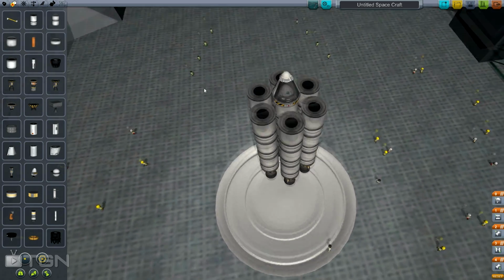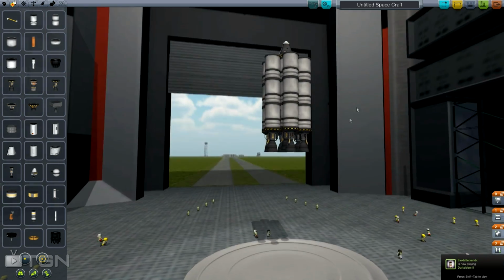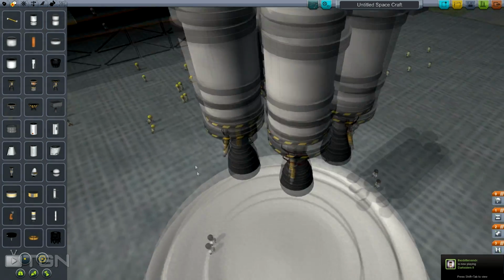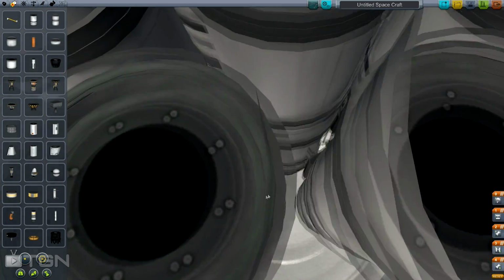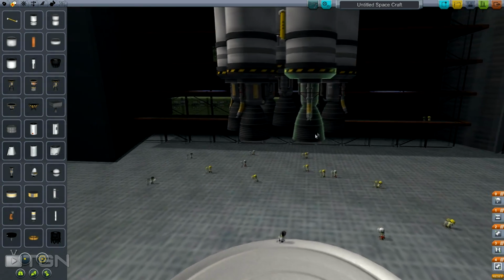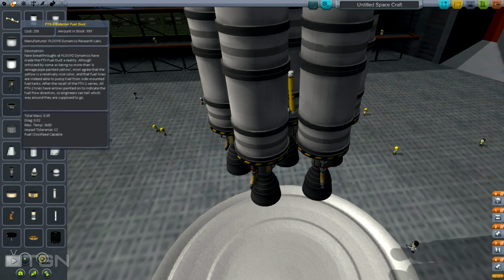Now if we were to launch right now, without the fuel lines, all of these engines are going to burn out at the exact same time. It's going to be a huge waste of fuel, and you're going to be going really fast with no altitude. So it's wasting a lot of fuel in the beginning stages, in the atmosphere, where it doesn't matter. You need to save as much fuel as possible.